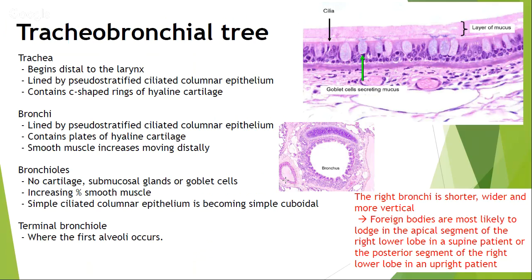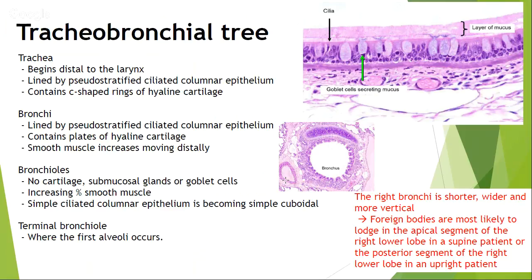A little bit of histology just quickly. The trachea is lined by pseudostratified ciliated columnar epithelium. It contains the C-shaped rings of hyaline cartilage and then has space at the back where the esophagus sits. Bronchi are lined by the same kind of epithelium, but the change here is they've got plates of cartilage and an increasing percentage of smooth muscle as you move more distally.